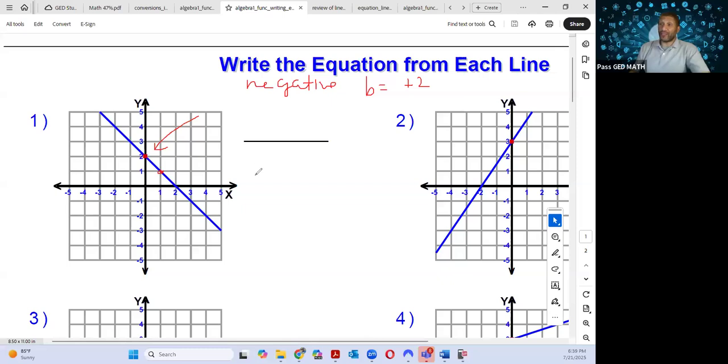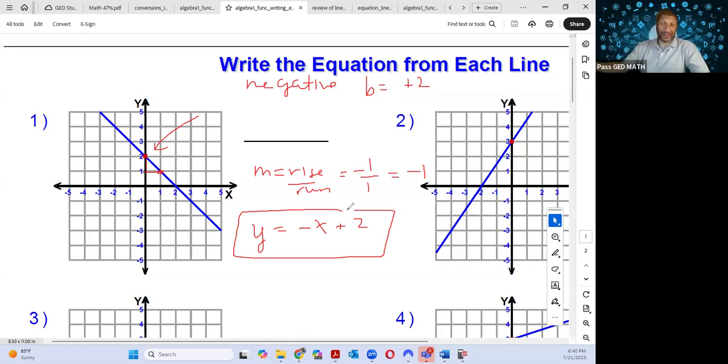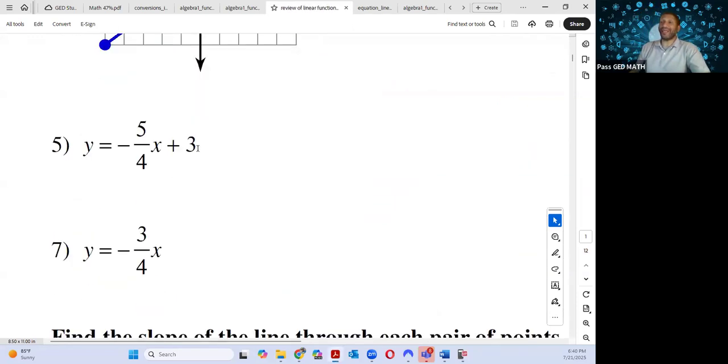In order to find the slope, rise over run. I go down 1, so my rise is -1. I go over 1. -1 over +1, my slope is -1. So y equals negative x, and my y-intercept is +2. So finding the slope of this line is what I did in the first example. Writing the equation of the line is what I did in this second example. Remember, all of these concepts are related.